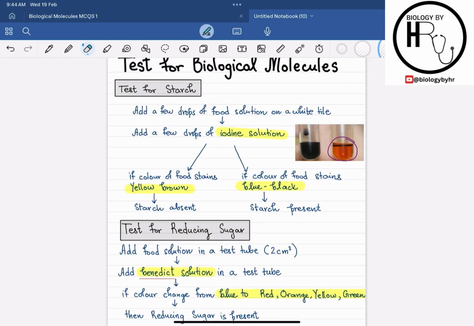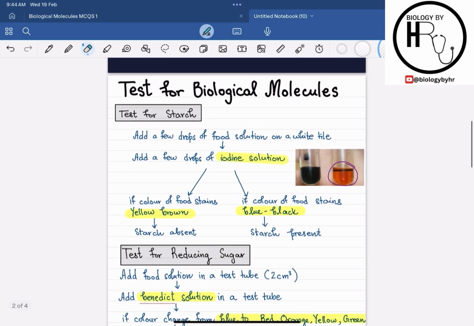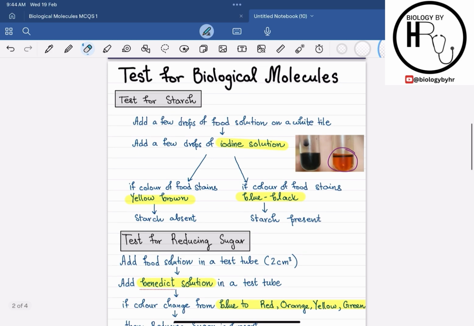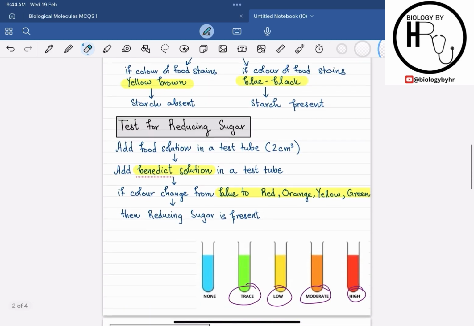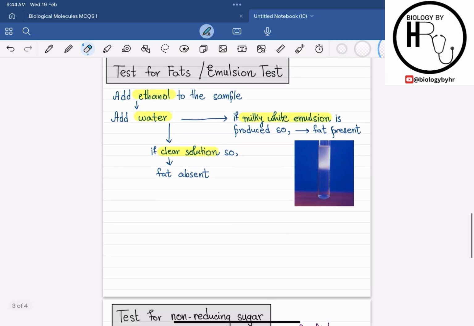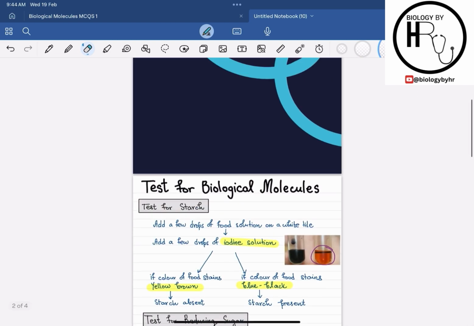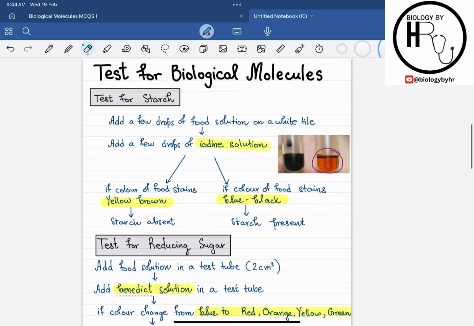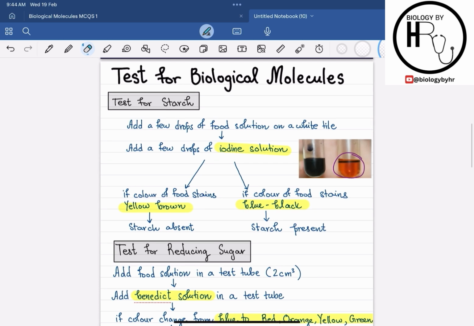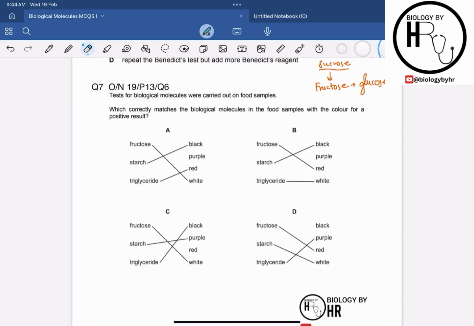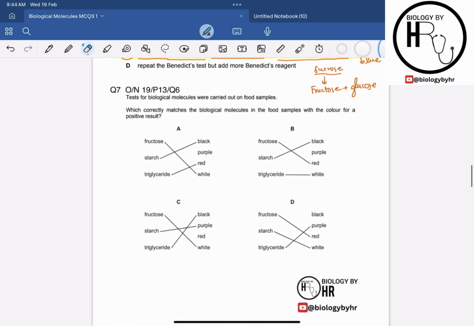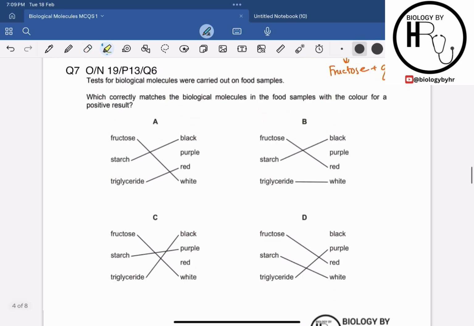Also in the previous video I delivered the lecture about the test for the starch, test for the reducing sugars, proteins, and the non-reducing sugars in detail. So you can go and check that video as well. You will find a detailed lecture of the test for the biological molecules simultaneously with the MCQs as well. So let's begin with question 7.